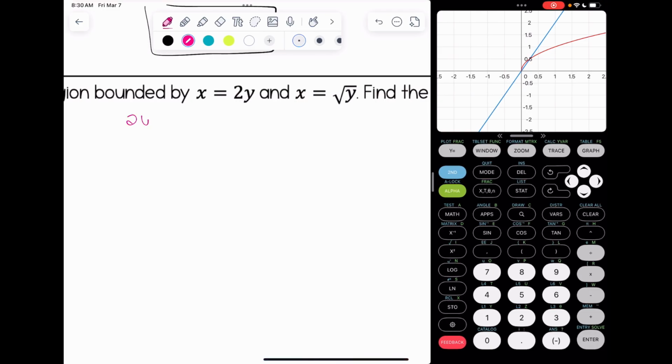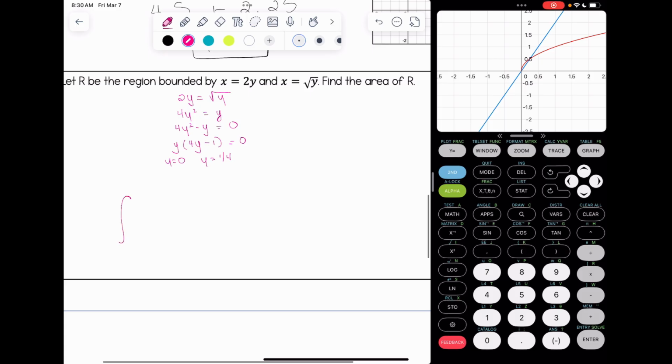So if I set these 2 equations equal to one another and solve, I square both sides, get everything on one side, and factor, and I got y equals 0 and y equals 1/4. Now I know what the bounds of the region are.